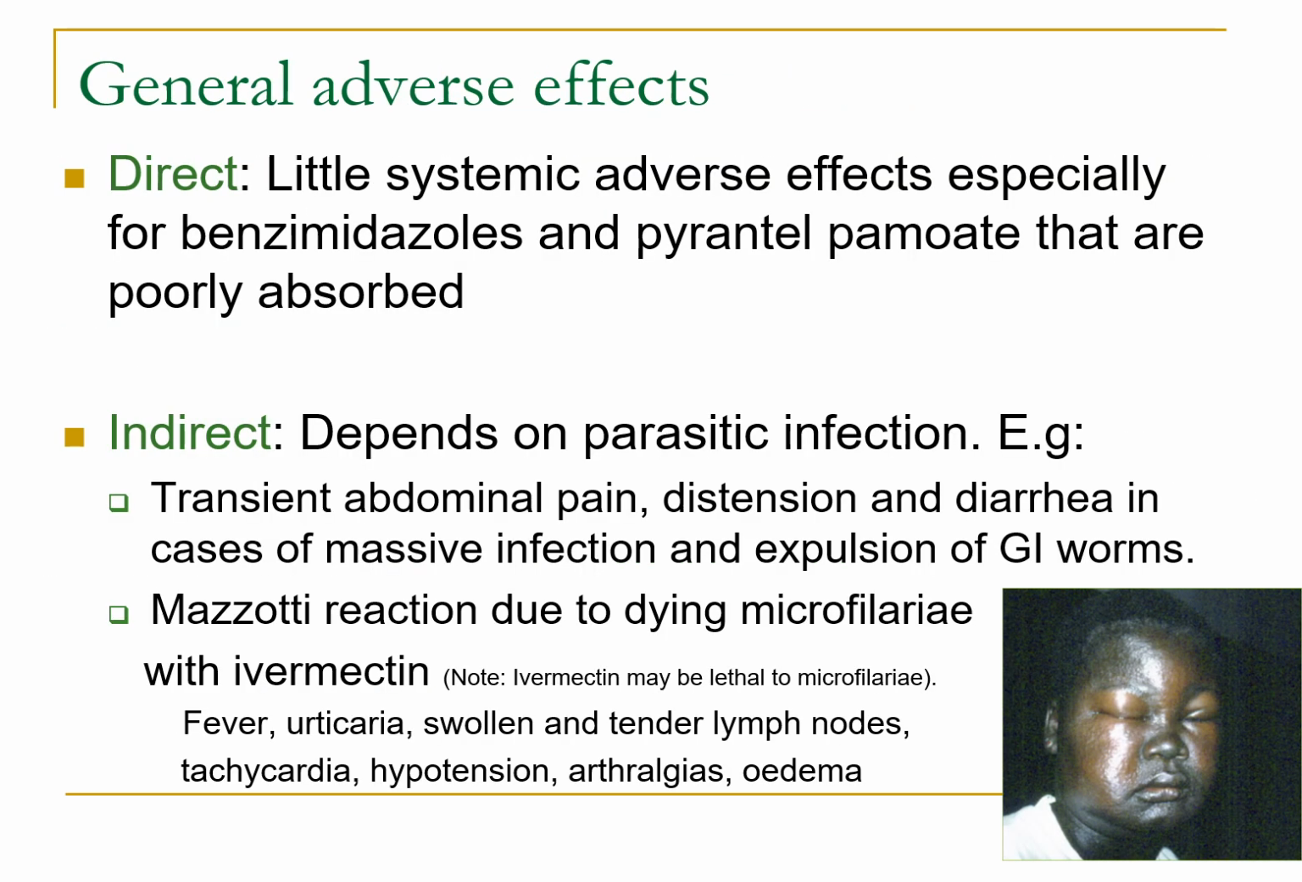General adverse effects. We really have little systemic adverse effects, especially for the benzimidazole and pyrantel pamoate because they are poorly absorbed. We may have transient abdominal pain, distension, and diarrhea in cases of massive infection and expulsion of the GI worms. This may happen. And we have some specific side effects such as the Mazzotti reaction due to dying microfilaria with ivermectin, and the reaction is described in the slide.